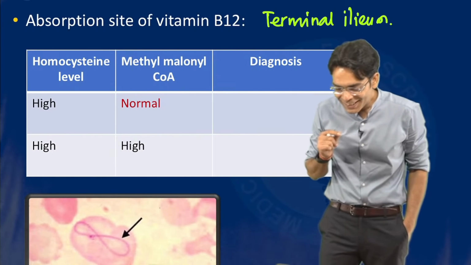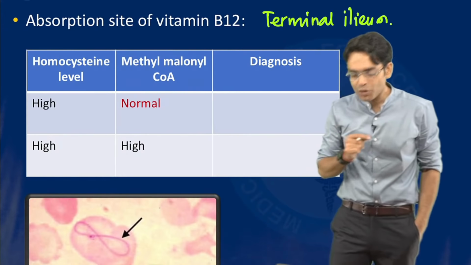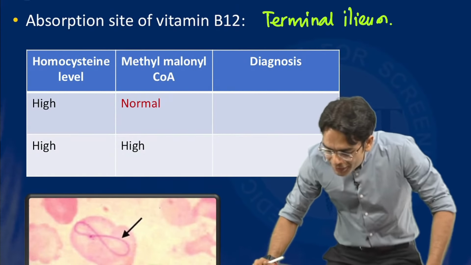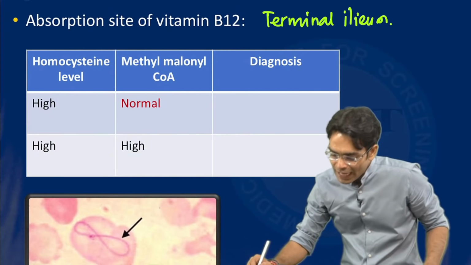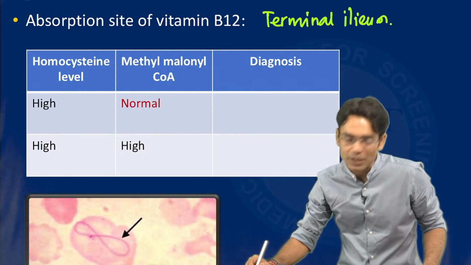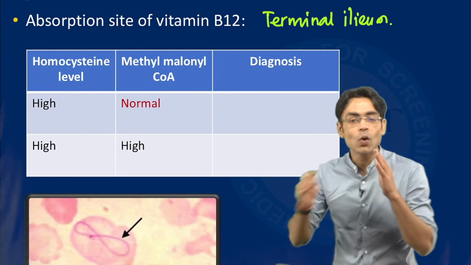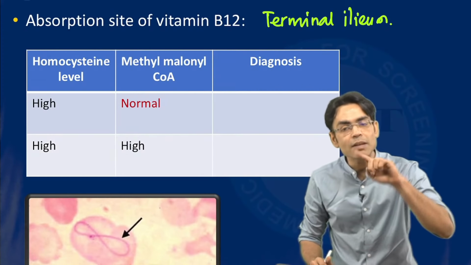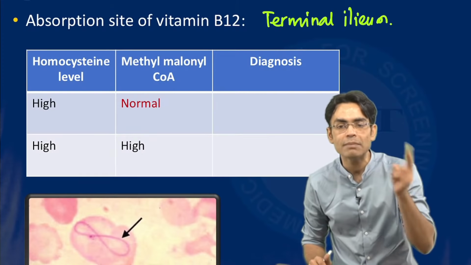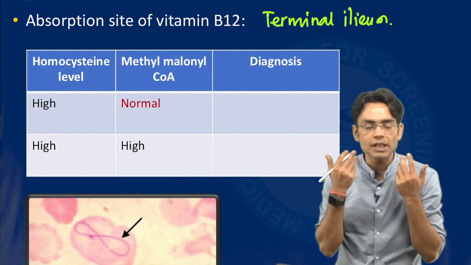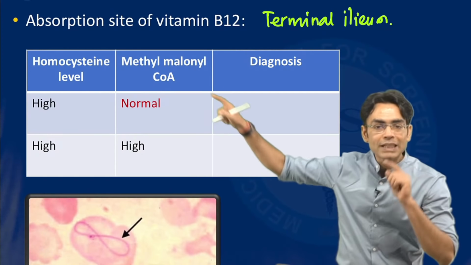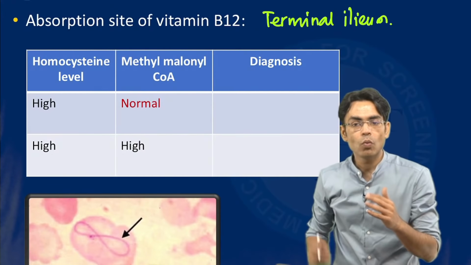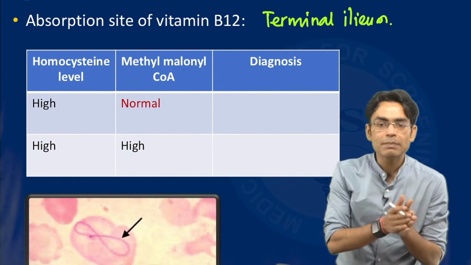Very good. First row answer: you have given the answer as folate. Very good. And the second row answer is B12, and you are absolutely right. Homocysteine levels rise in both deficiencies. Whenever B12 and B9 are deficient, homocysteine will rise. But methylmalonyl coenzyme A levels are high only when vitamin B12 is deficient.